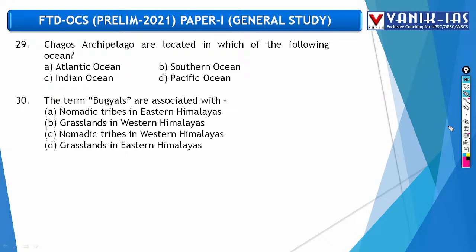Next, Bugyals. The term Bugyals is associated with nomadic tribes in the eastern Himalayas, or grasslands in the western Himalayas, or nomadic tribes in the western Himalayas, or grasslands in the eastern Himalayas. Bugyals are grasslands in the western Himalayas. They are very high altitude pastures on the Himalayan slopes, in the Uttarakhand or alpine region. So B is the answer.